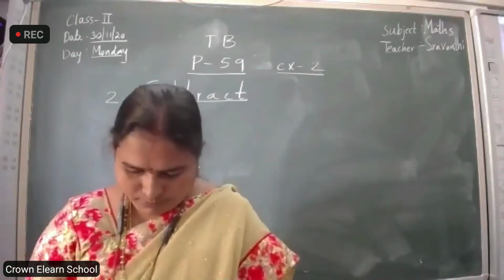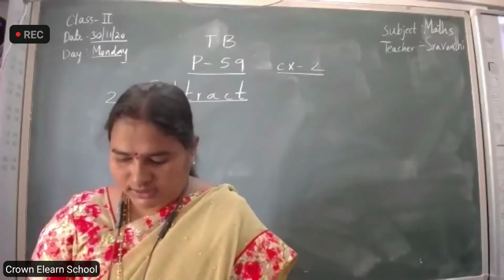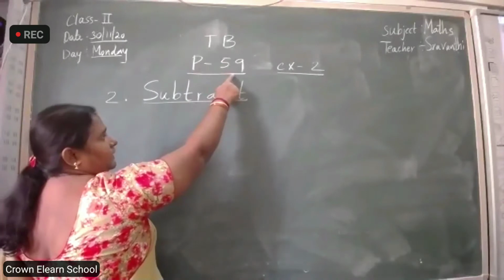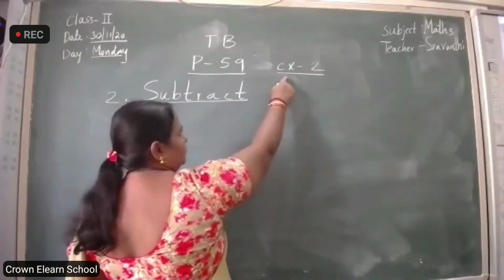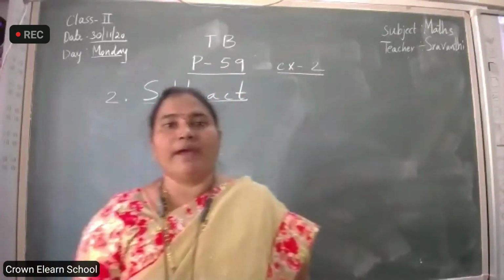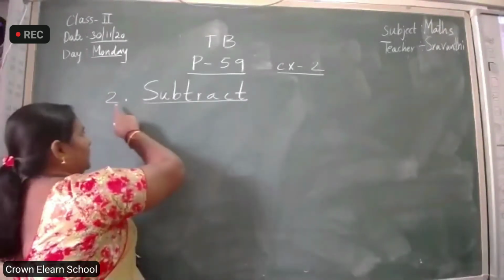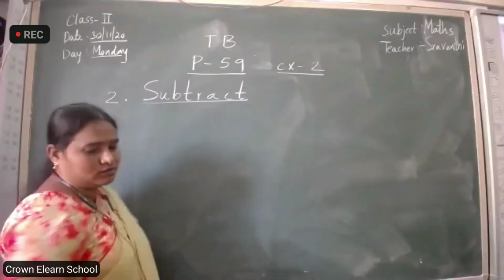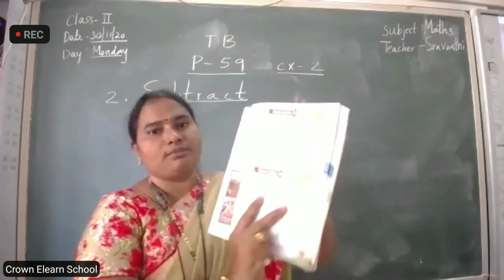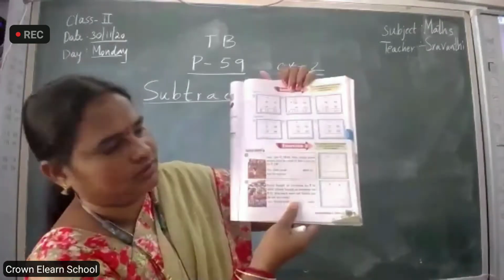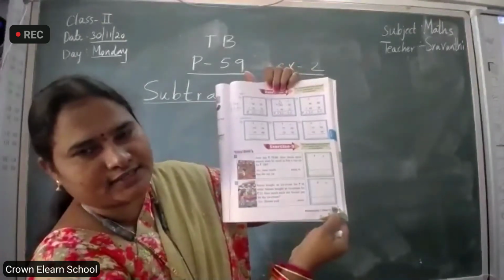Open the book faster now. Page number 59. Textbook page number 59. Exercise 2. First Roman, we had done already. Additions over. Now the second Roman, subtractions, no? A, B, C, 3 sums are there. Page number 59, textbook.